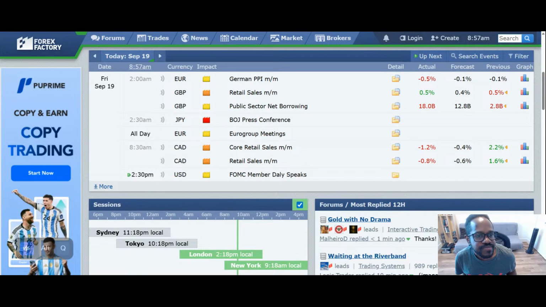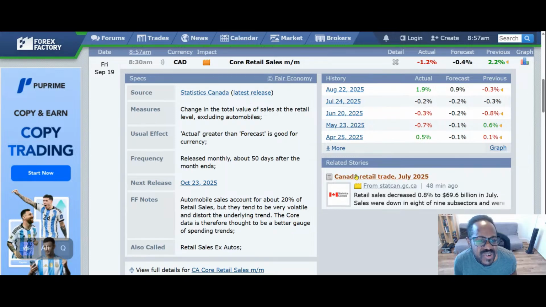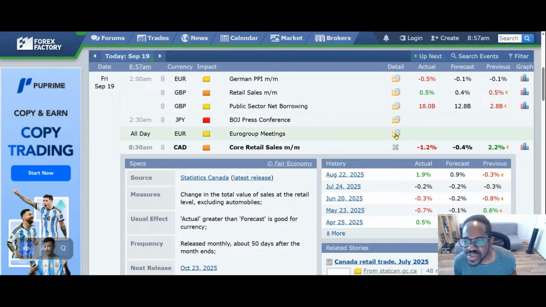I think we only had the CAD today in regards to the retail sales for CAD. We had the core retail sales month to month. It's not a big impact, but it's pretty significant for the Canadian dollar. As you can see, it was minus 1.2%. Last month it was at 2.2%. So it's really way down right now, so it's pretty bad for the economy.